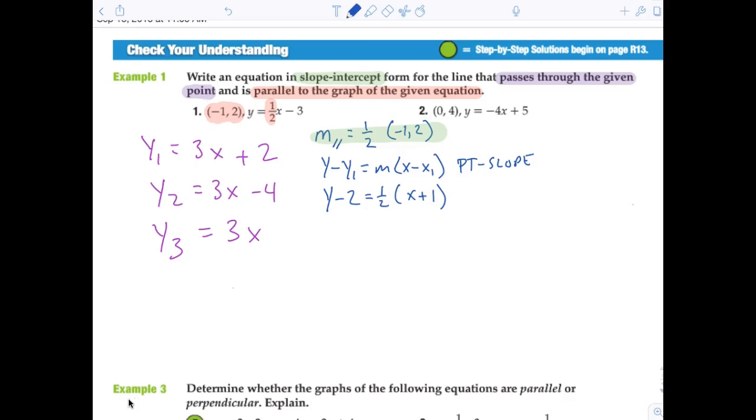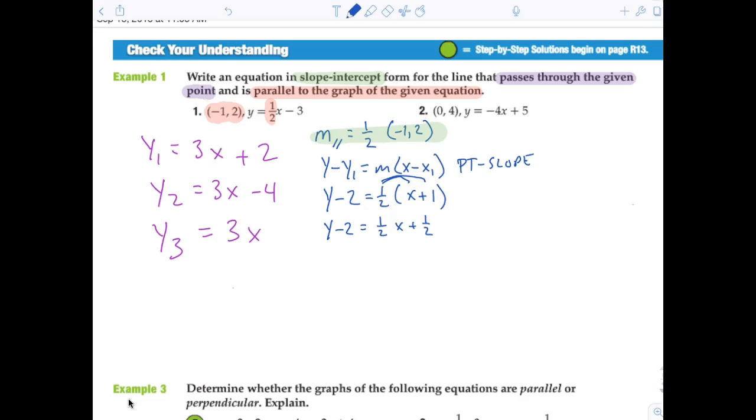Okay. Now I'm converting this over to slope-intercept. So I must distribute the 1/2. When I distribute the 1/2, I get y minus 2 equals 1/2 x plus 1/2. Now's the time you speak up, please. Everybody okay with what I did? I distributed a 1/2. Questions?